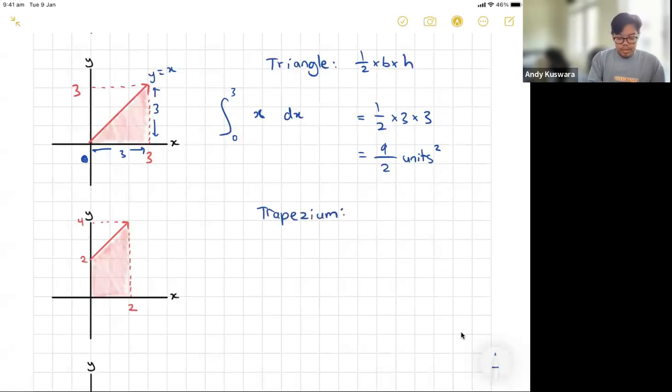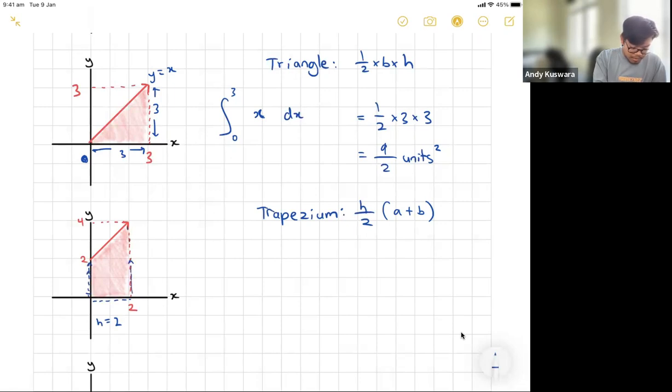Trapezium. The way you find the area of a trapezium is height on 2 times a plus b. That's just the area formula. So height in this case, that there is going to be my height. So I can see here that h equals 2. And then a and b, generally, are going to be the parallel sides.